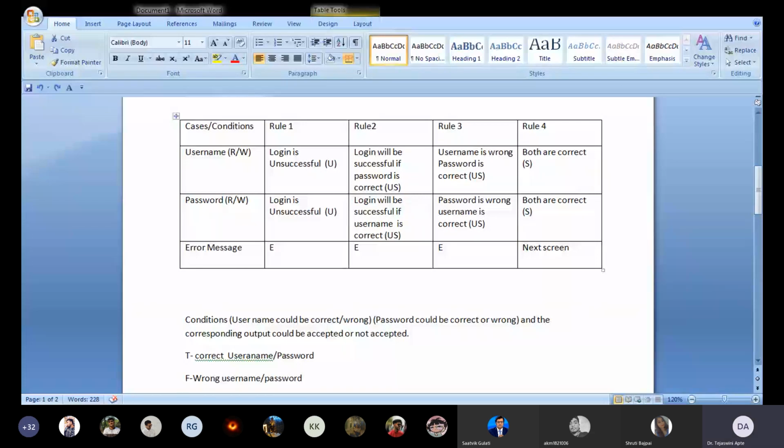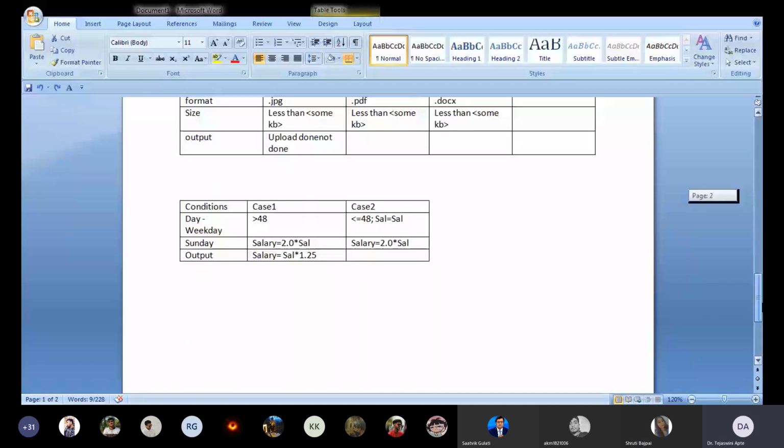A rule is the combination of permutations and combinations of the conditions. Do you remember this rule we have discussed? For our login system, registration. Do you remember, these are the various test cases we have discussed? Yes, ma'am.